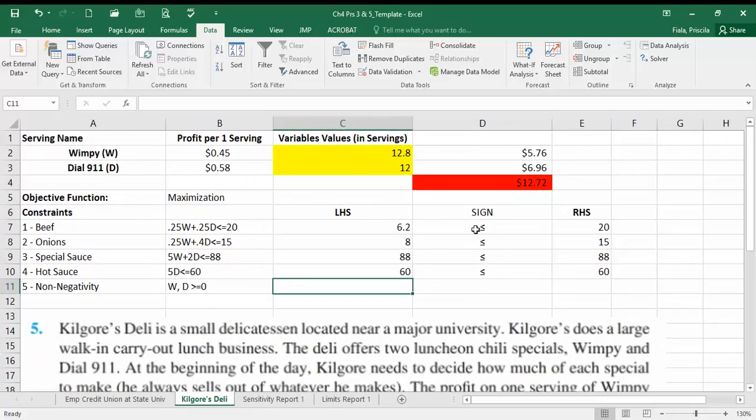By looking at this information right here, I'm going to make it bigger. If you notice, this value had to be less or equal to 20. It was only 6.2. Less or equal than 15 on the second one was only 8. But see how we use up everything for special sauce and for hot sauce. So just by looking here, if I would ask you which ones are binding, you could say constraints 3 and 4 because we have used up all the amounts, the ounces or whatever they're using in the problem right here.